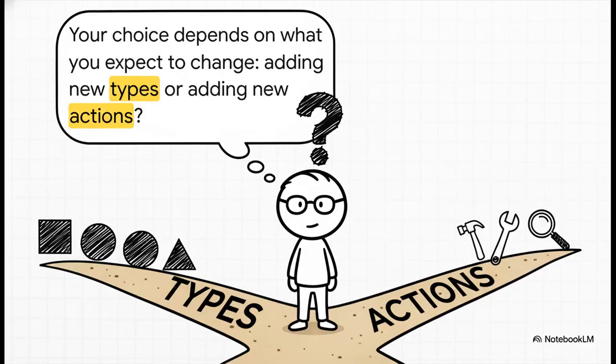So you see, this isn't just some academic theory. It has massive implications for building systems that can actually change without breaking. The choice you make really boils down to one simple question you have to ask yourself about the future. What's more likely to change? Am I going to be adding new kinds of things? Or am I going to be adding new actions to the things I already have? That one question should guide your design.